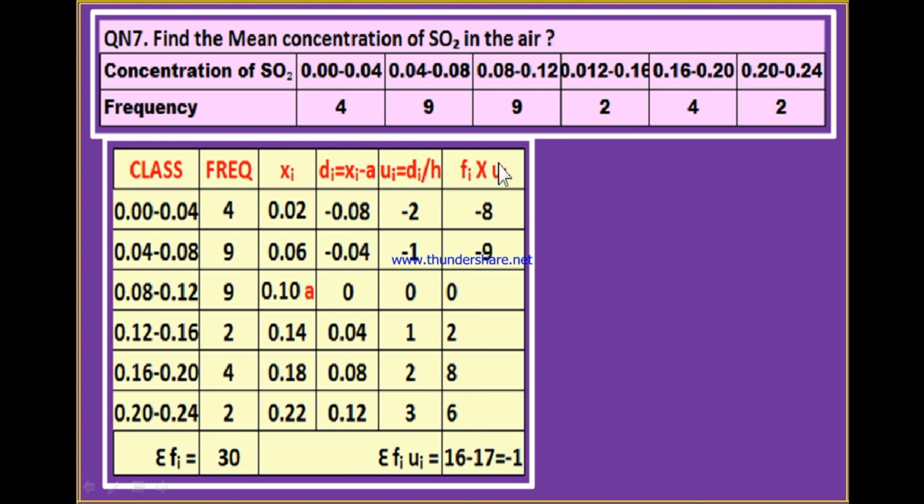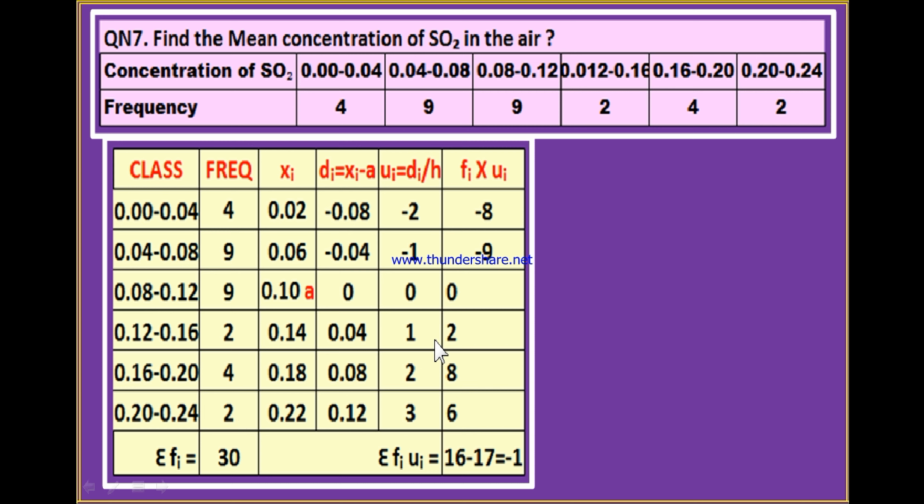Fi into ui. 4 into minus 2, minus 2 4s are minus 8. 9 into minus 1, minus 1 9 is minus 9. 9 into 0 is 0. 2 into 1 is 2. 4 into 2, 4 2s are 8. 2 into 3, 2 3s are 6.